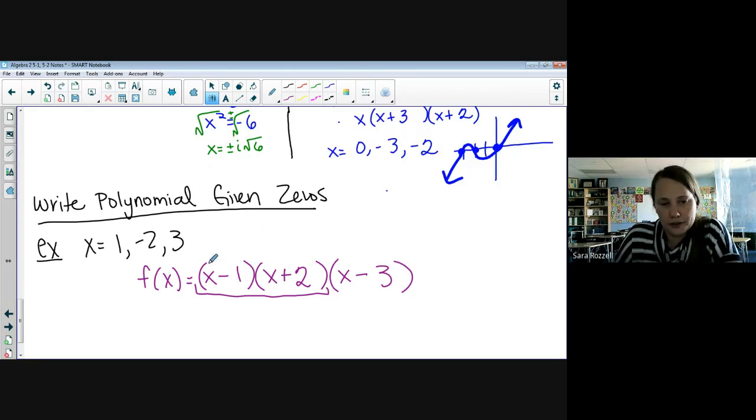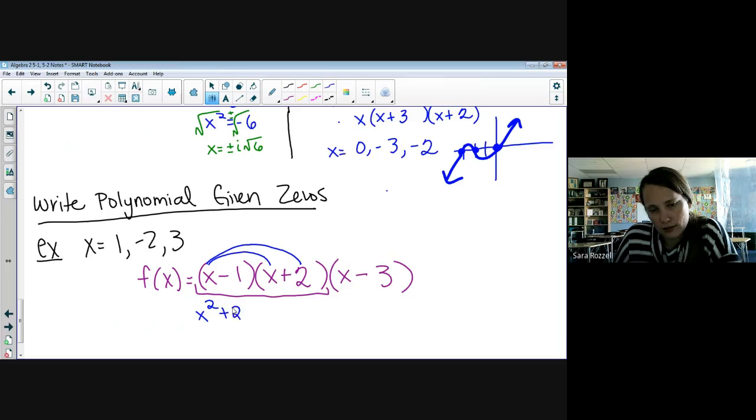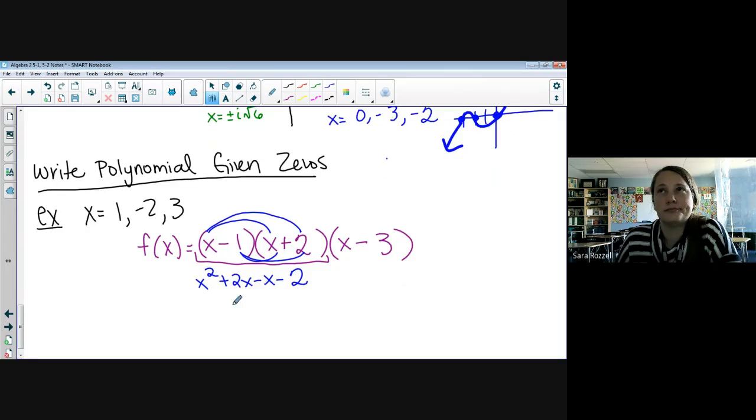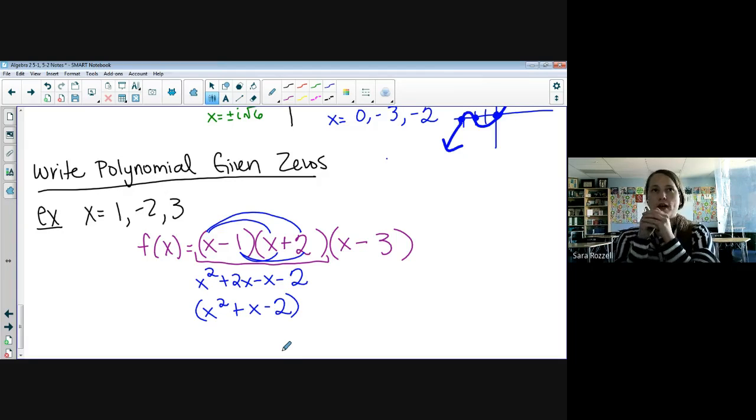So I'll draw my arrows. So x times x is x squared. X times 2 is 2x. -1 times x is -x. -1 times 2 is -2. So we combine our terms in the middle. 2 minus 1 is just 1x. Okay? So once you have distributed your first 2, then we bring down the third.